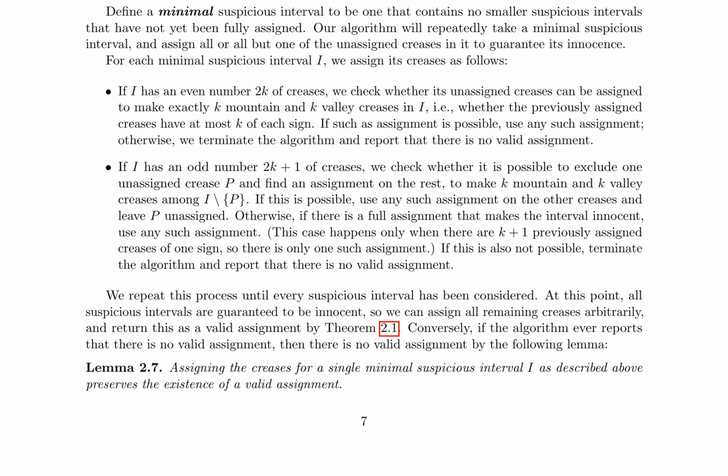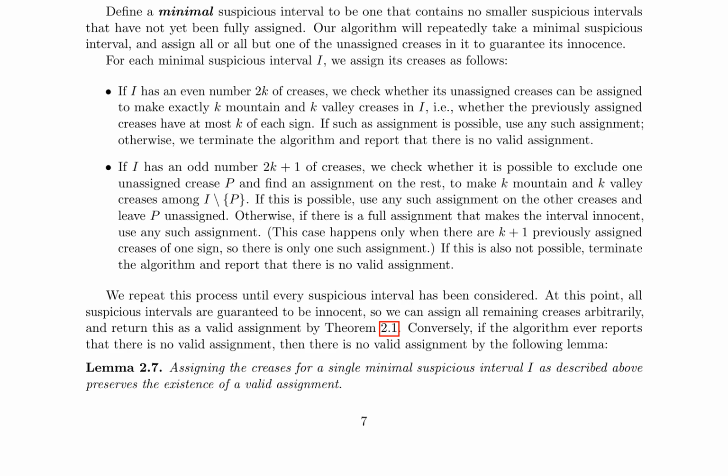The case of a suspicious interval with an odd number of creases is also considered, where it checks if excluding one unassigned crease and finding an assignment on the rest can make the interval innocent. If this is possible, the excluded crease remains unassigned, and the other creases are assigned accordingly. If not, the algorithm assigns all creases in the interval to make it innocent, which happens when there are k+1 previously assigned creases of one sign.